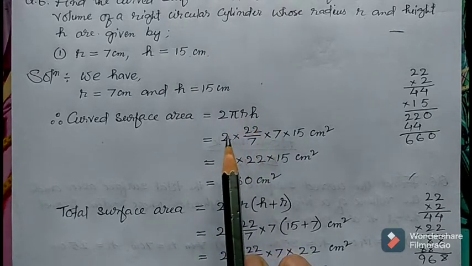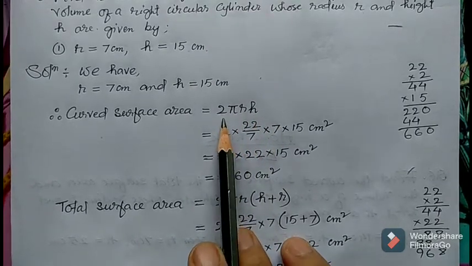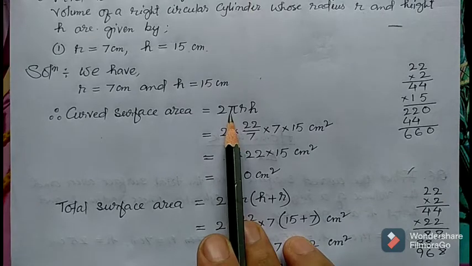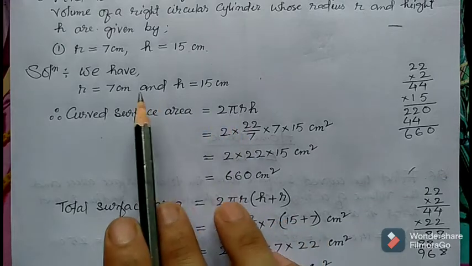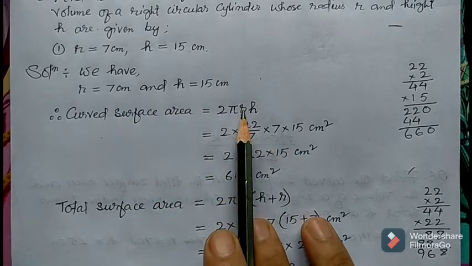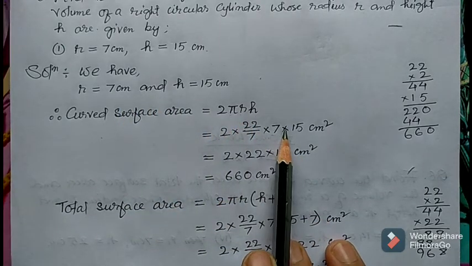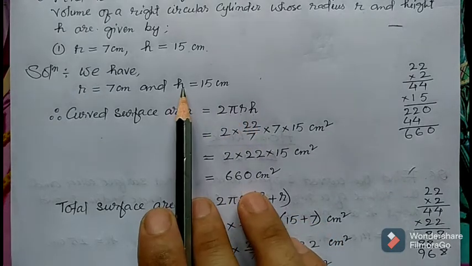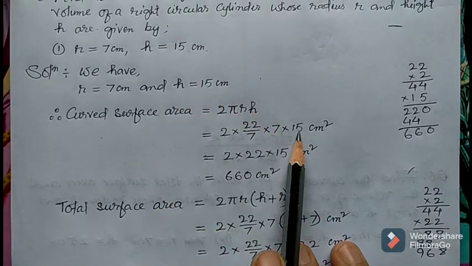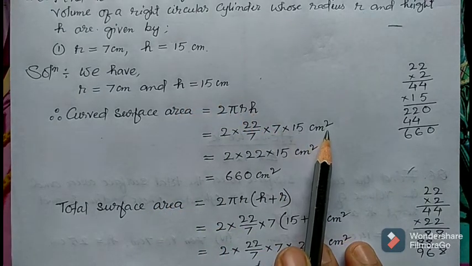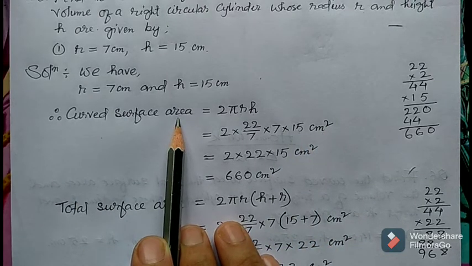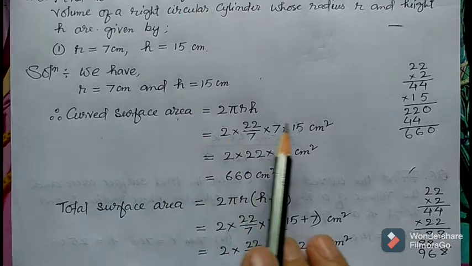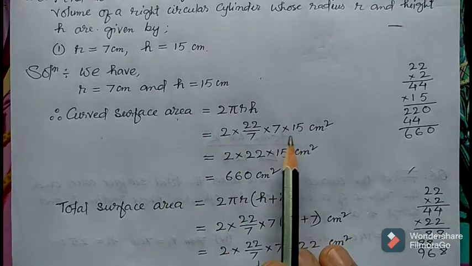That is the meaning. So 2 is 2, into pi value you know 22 by 7, into r value, which is given here as 7. In place of h its value is 15, so we write 15. And this is centimeter square. Why? This is area. You already learned in the previous class that the unit of area is always square, centimeter square.